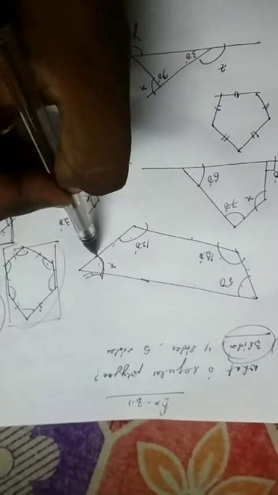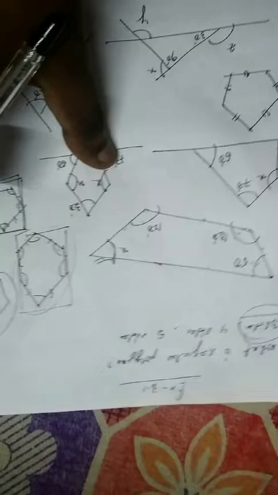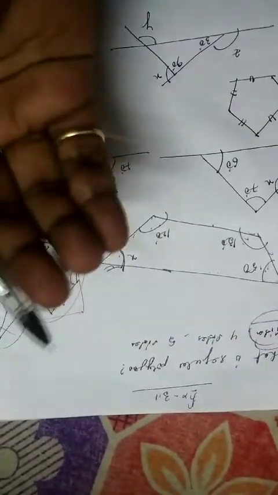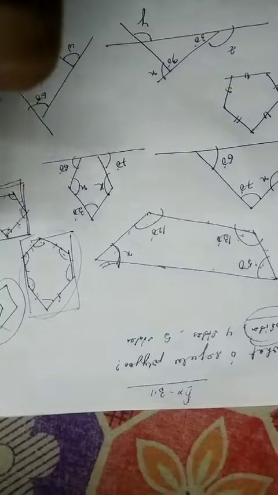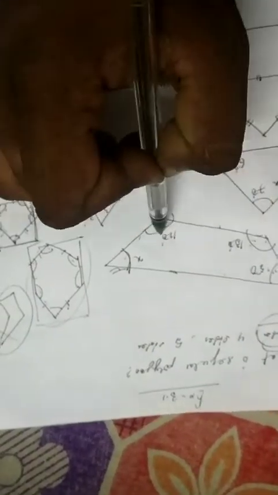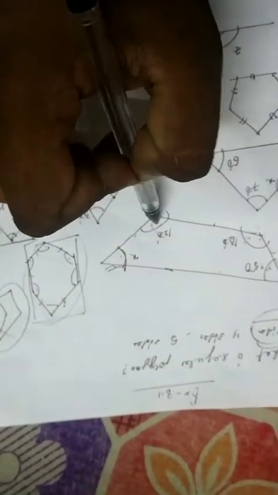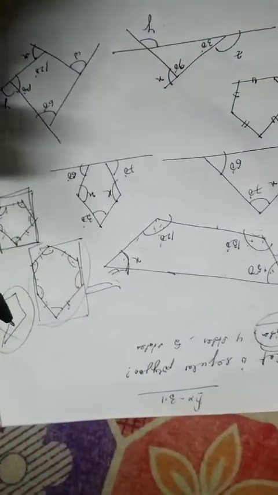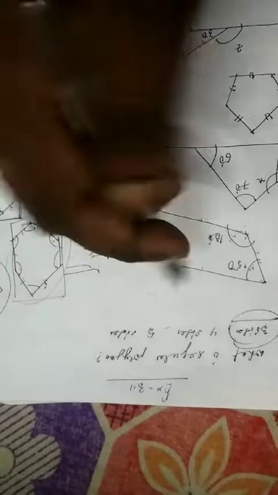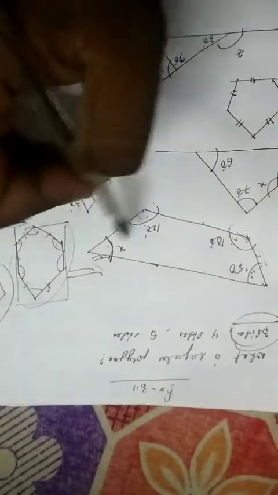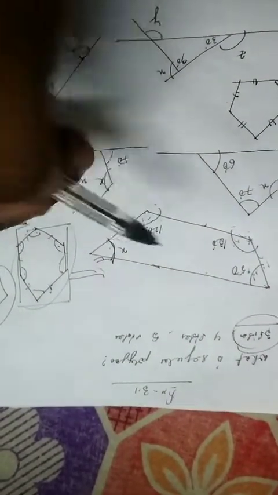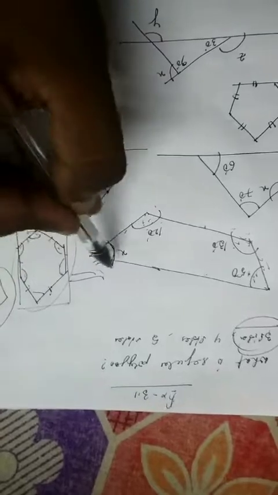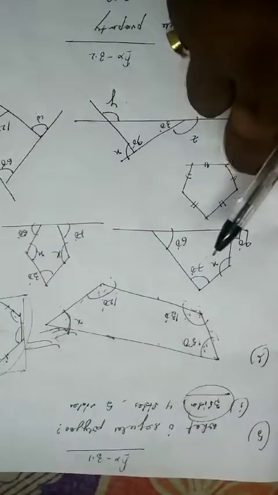So one angle is x. Out of four angles, three angles are mentioned. How to find it? We can go through the linear equation process or we can simply find it. Add these three angles and subtract the sum from 360, and you will get the measure of x. I'm repeating once again: add all these three angles and subtract from 360 degrees, and you will get the measure of x. Next one.